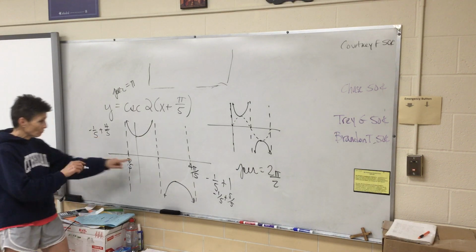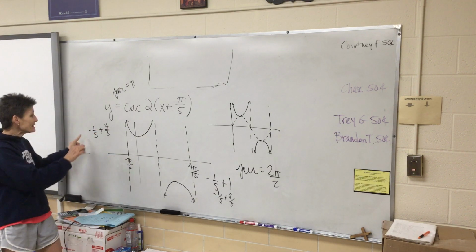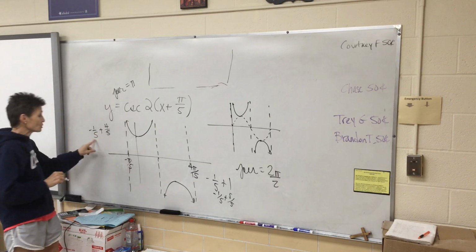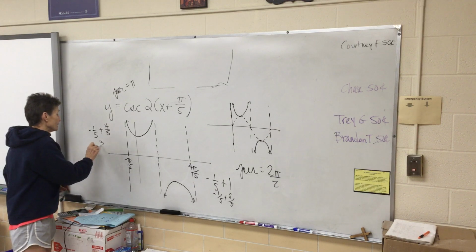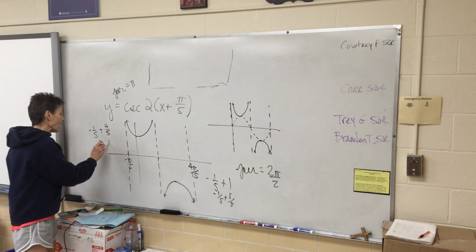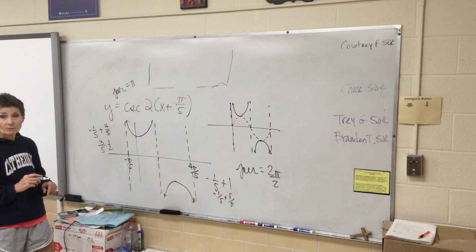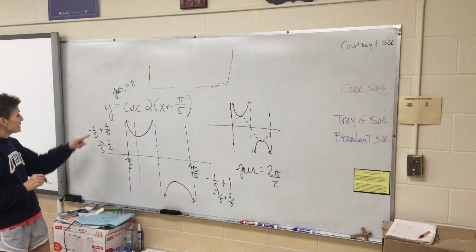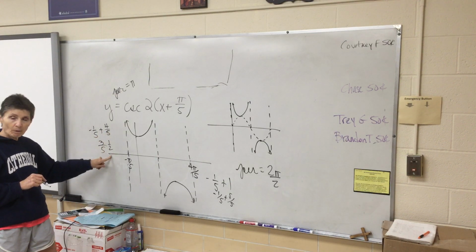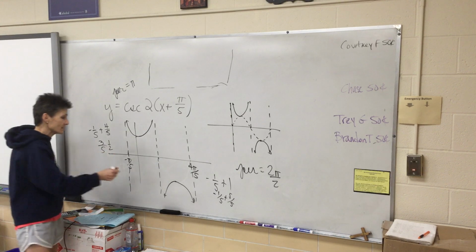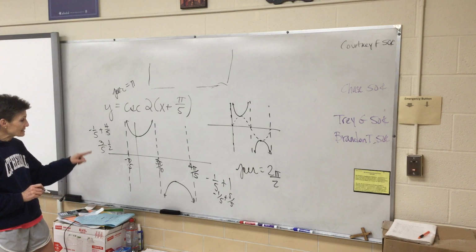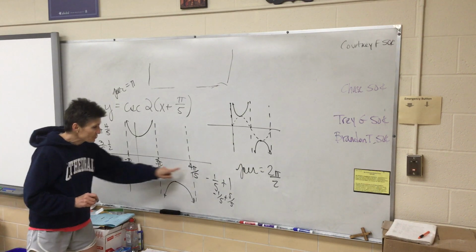That asymptote is right in the middle of that. So I need to find the average of these two numbers. So I'm going to add them. And this time, it's not quite as easy. In order to take half, I'm going to have to multiply by a half. Averaging is adding and dividing by 2, adding and multiplying by a half. So this is going to be 3 pi over 10. That is halfway between these two asymptotes.